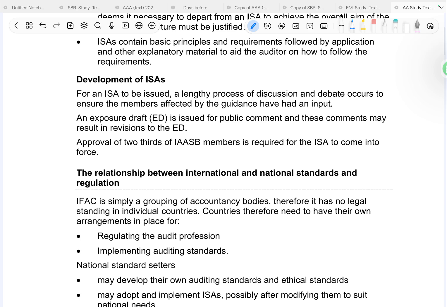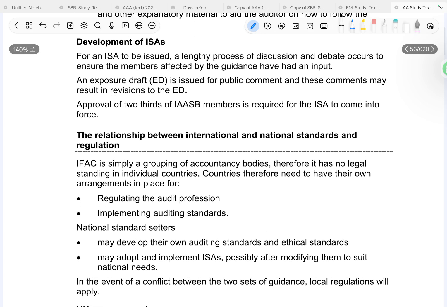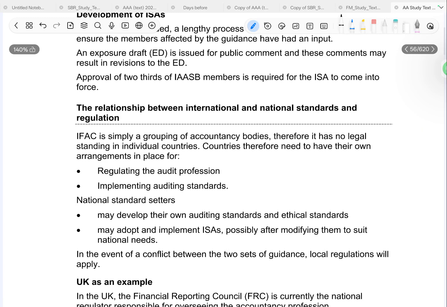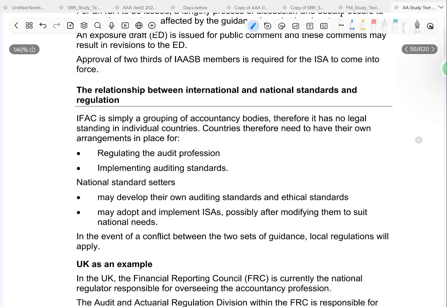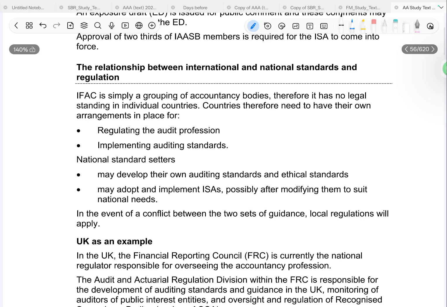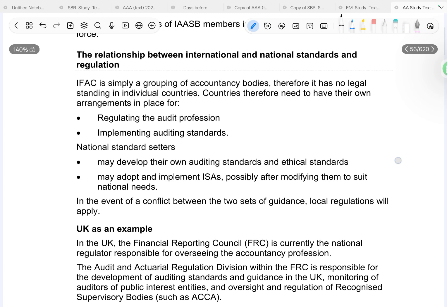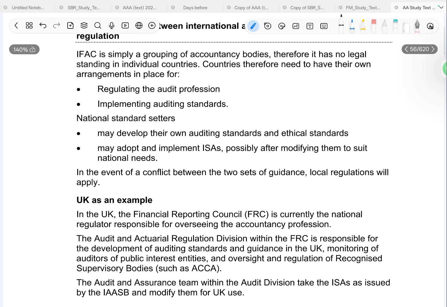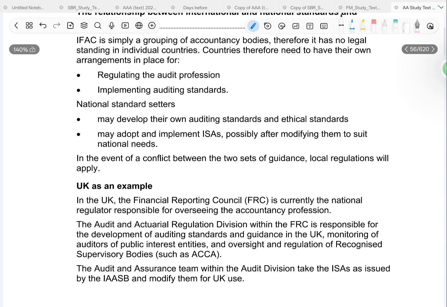Now let's understand the relationship between international standards and national regulations. Even though IFAC develops international guidance, it is important to remember something. IFAC itself does not have legal authority within individual countries. So, national governments and regulators are responsible for things like regulating auditors and audit firms and implementing the auditing standards within the country. Because of this, the national standard setters may take different approaches. For example, they might develop their own auditing standards and ethical standards, or adopt international standards on auditing, sometimes with modifications to suit national requirements.